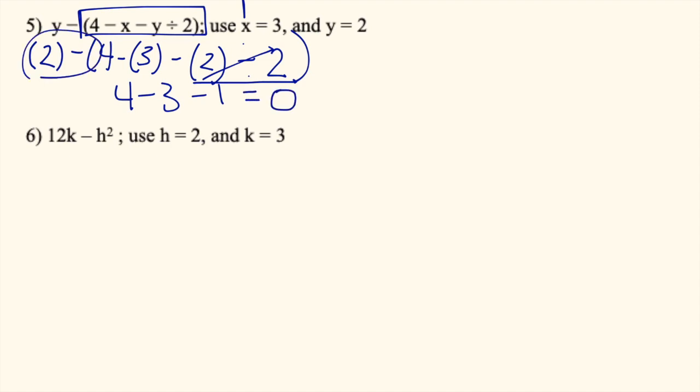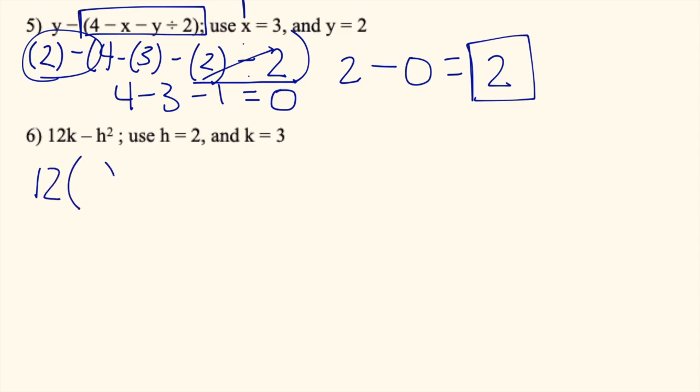So then we have this first part of the equation. So we have 2 minus, and then whatever we got in parentheses, 2 minus 0 will give us 2. All right, and then this one down here, we have 12k minus h squared. For k, we have 3. For h, we have 2. So again, following our PEMDAS rules, we have to do our exponents first. So 2 squared would mean 2 times 2, which is 4.